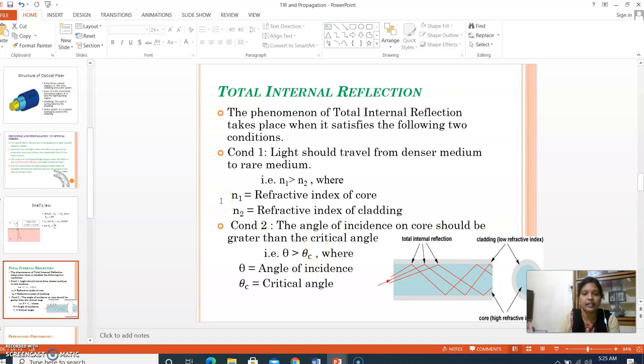So we have two conditions for light propagation in an optical fiber. The first condition is n1 greater than n2, the refractive index of the core should be greater than the refractive index of the cladding. The second condition is the angle of incidence should be greater than the critical angle. So these are the two conditions for light propagation.